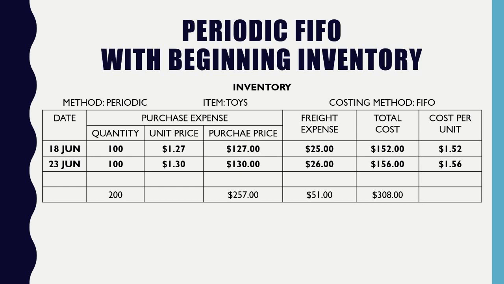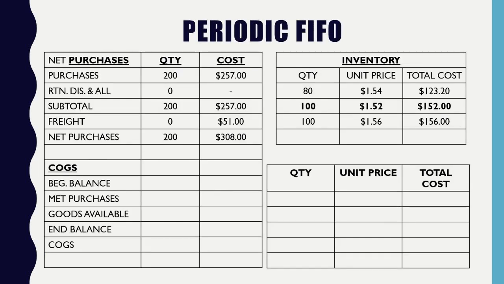And now let's go ahead and plug those same exact numbers into the bottom half of our inventory worksheet once again. So this is right here where we solve for our net purchases, assuming there were no returns and allowances. We plug in those numbers exactly how I described it the first time around. Your total purchases was 200 items at $257. You had freight of $51. So now you have total net purchases of 200 items at $308.